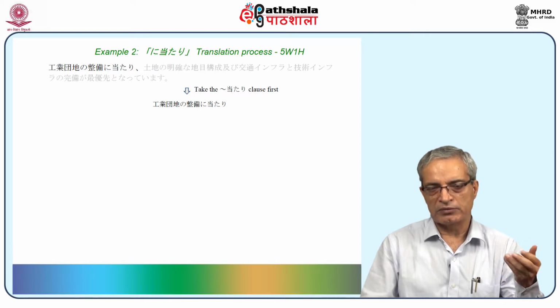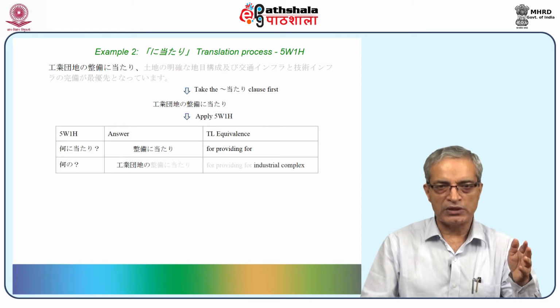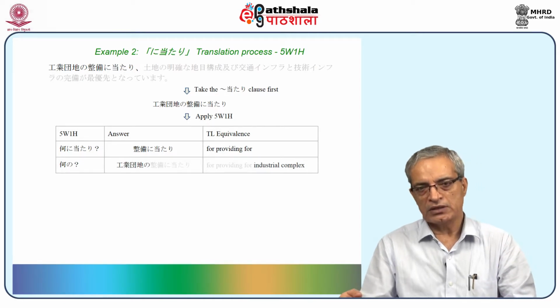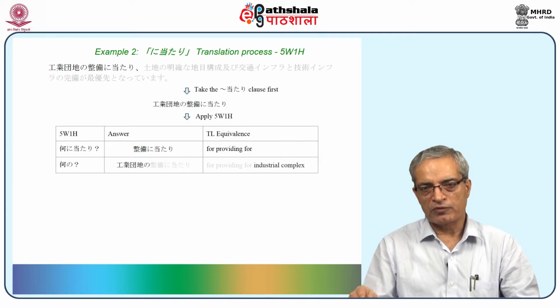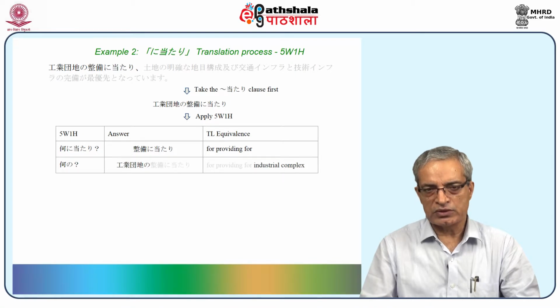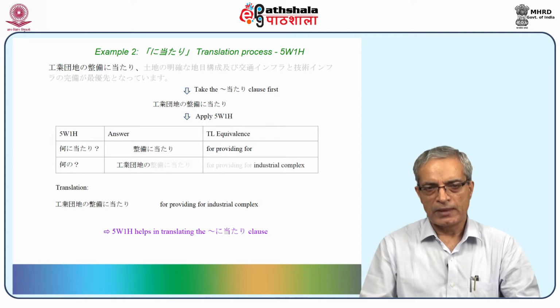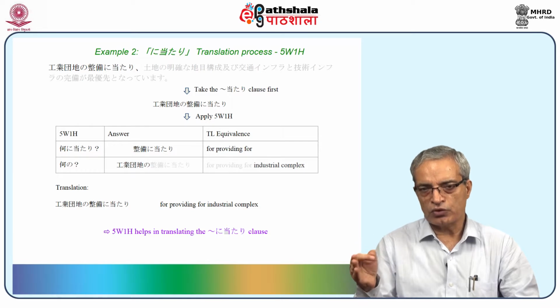So Kogyo Danchi no Seibi ni Atari, if we take it as maybe the first clause or maybe the main clause, the first question could be nani ni Atari. So it's Seibi ni Atari, for providing, for is Seibi actually, then what, nani no Seibi, so it is kogyo danchi no. That is, it is for providing for an industrial complex. And industrial complex I would like to touch upon, it's actually not direct, it's difficult to translate kogyo danchi as industrial complex. First is kogyo, can it be industry or industrial? This is one issue. So industrial of course is a peripheral or contextual use rather, I should say.